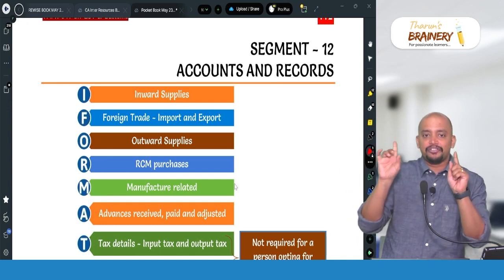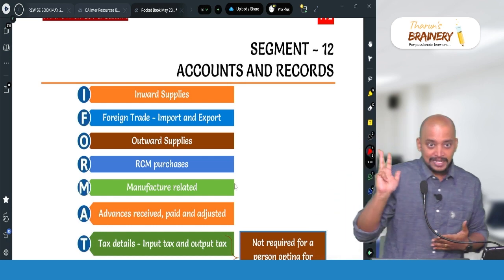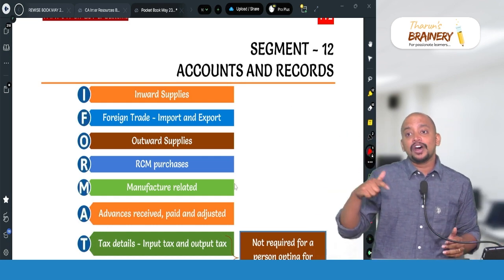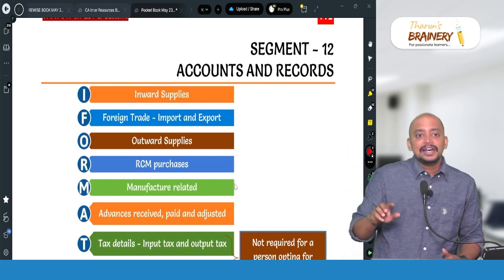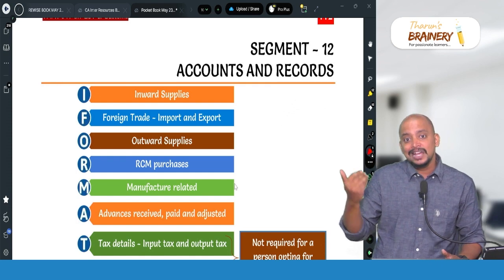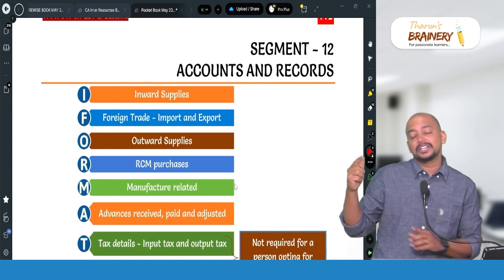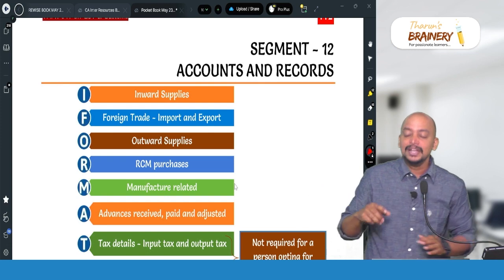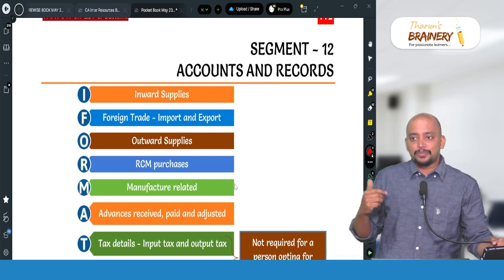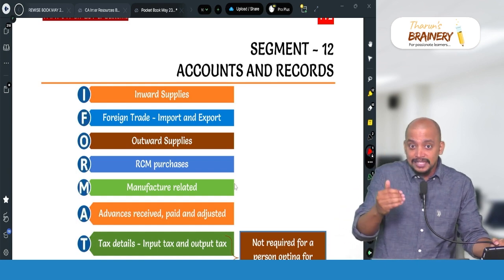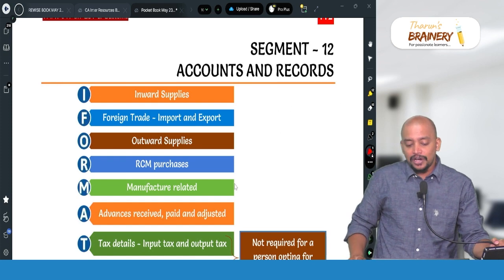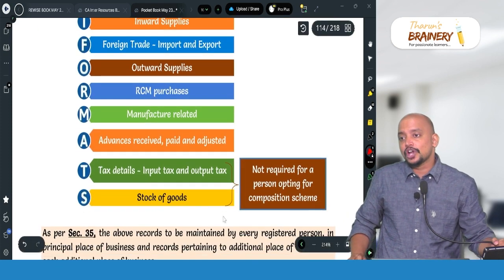So remember "I FORMATS": I for inward supplies, F for foreign trade, import and export, O for outward supplies, R for RCM supplies. Out of the inward supplies, what is covered under RCM should be separated, because on that we need to pay GST under RCM, that's why. Then M for manufacture or production related, A for advances received, adjusted and paid, T for tax details, S for stock details.